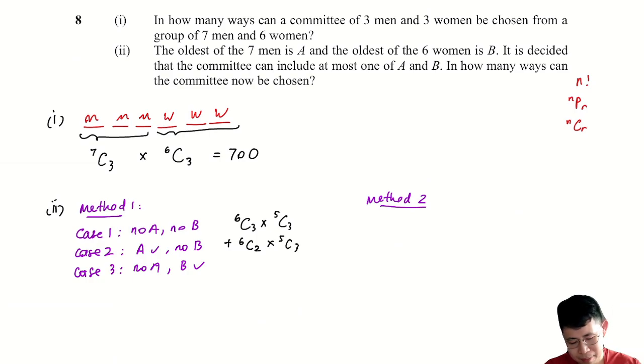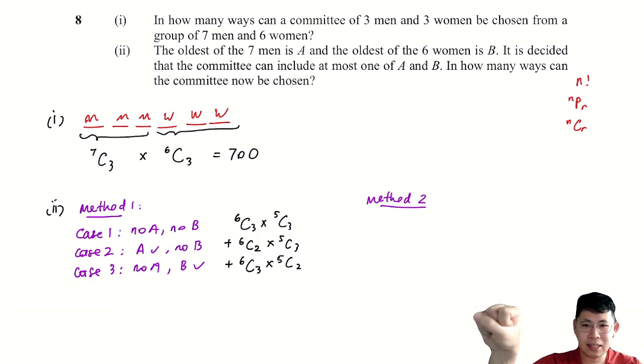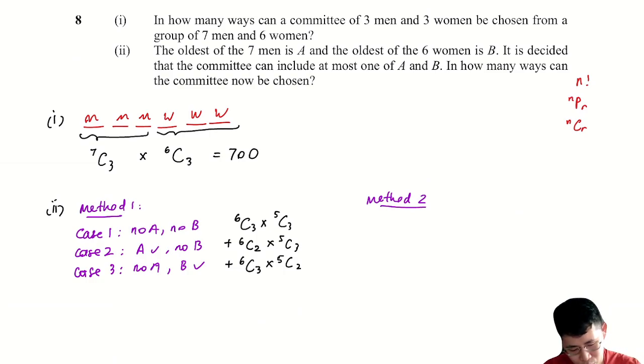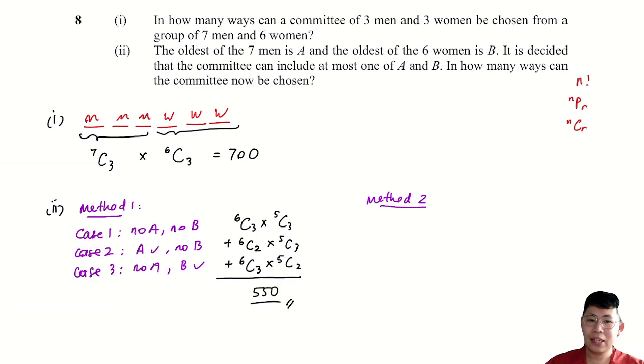Then for the last one, no A, so A will not be inside, so from the 6 remaining men we choose 3. And B is already inside, so from the 5 remaining women we choose 2. It's a matter of playing with 6 and 5 and choosing 2 or 3 of them to form the committee, because one has already taken a seat, so we are left with 2 more to choose. If you add these, it should give you 550, if I'm not wrong.